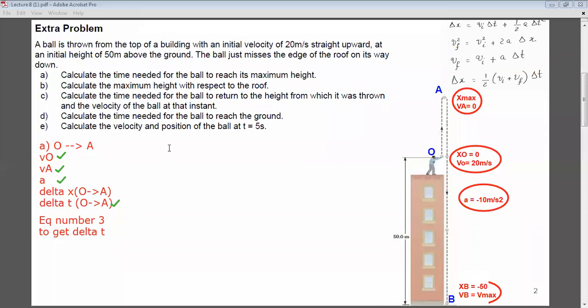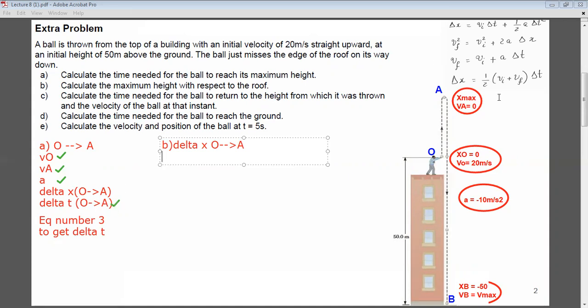Part B, calculate the maximum height with respect to the roof. So I want to calculate what? I want to calculate delta X from where to where? From O to A. Can I calculate it? This is delta X from O to A. I just go back here to part A. Now I have V_O, I have V_A, I have acceleration, and I have delta T.